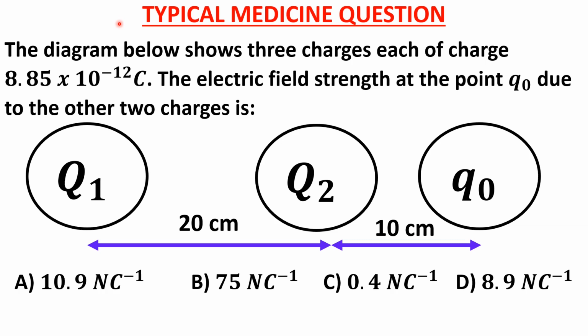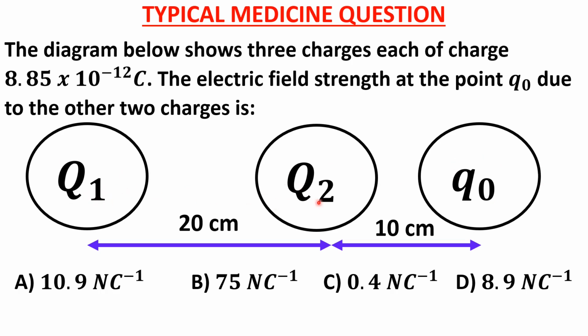So today we'll be looking at a typical physics question, and the question reads: the diagram below shows three charges, each of charge 8.85 times 10 to the negative 12 coulomb. The electric field strength at the point Q0 due to the other two charges is, so they want you to get the electric field strength at the point Q0, that is the point where the charge Q0 is found, due to these two charges Q1 and Q2.